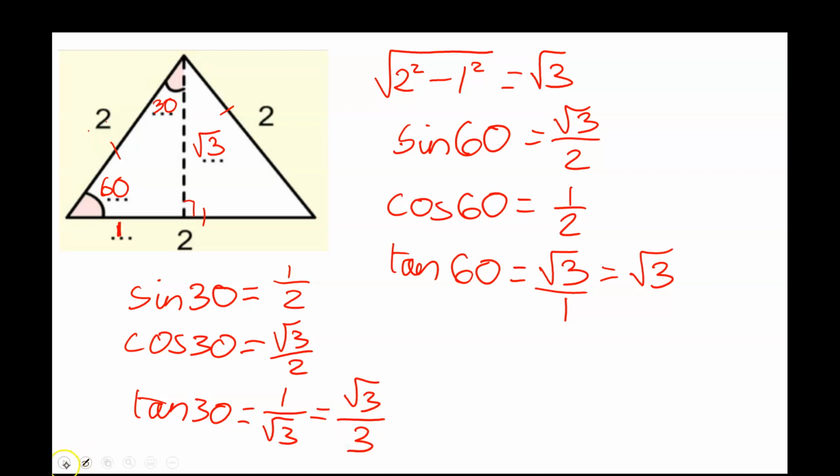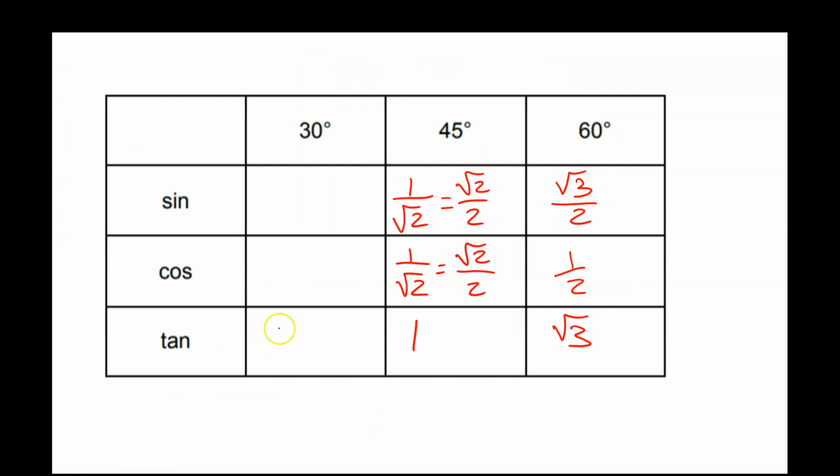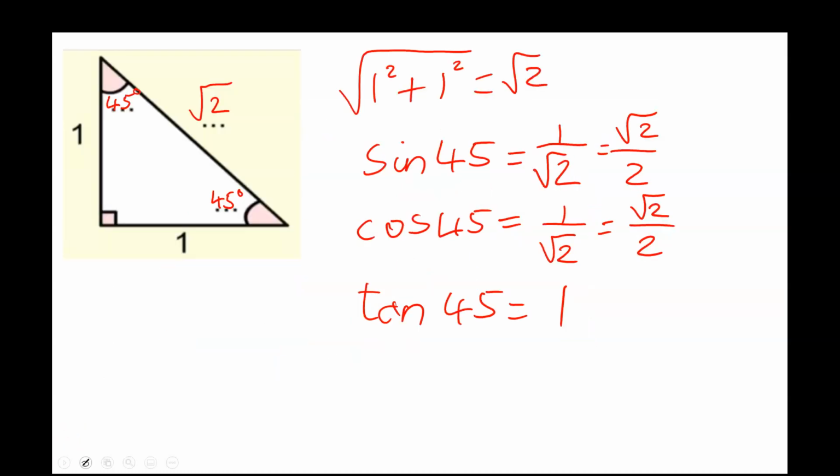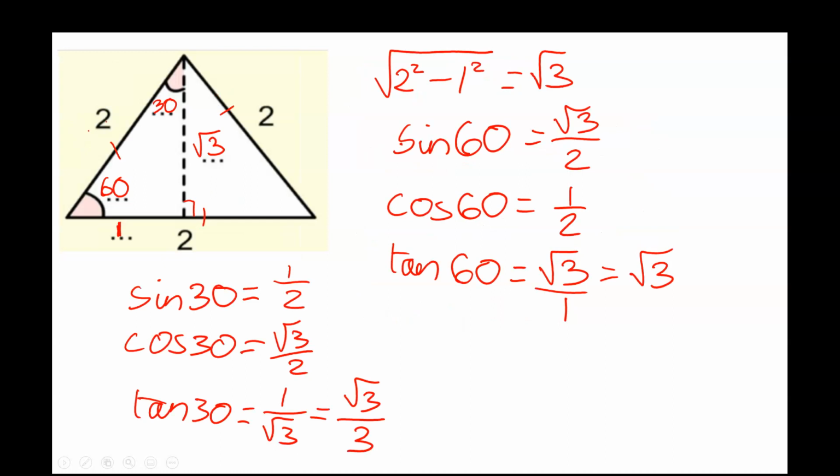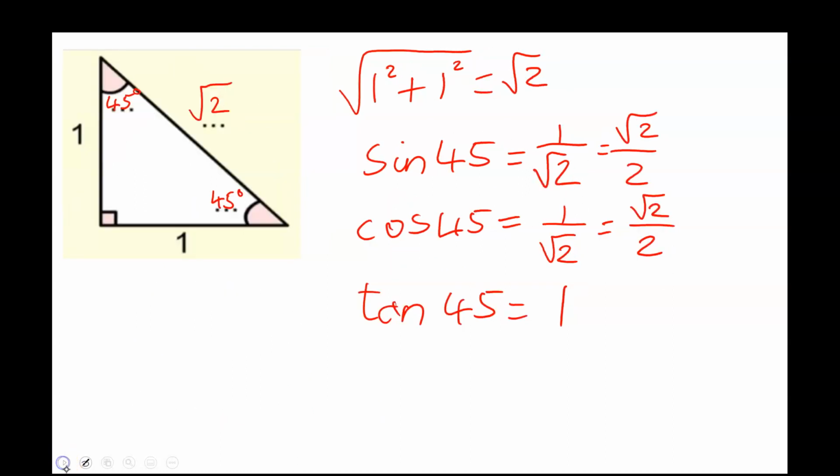Okay, so let's put those in our table. So we had root 3 over 3, but actually it was 1 over root 3. We then had, that was root 3 over 2, and this was a half. Okay, so now we've got our values. You do need to learn these. You need to be able to get them off the top of your head, or alternatively, remember these triangles. I know a lot of sixth formers used to remember these triangles.